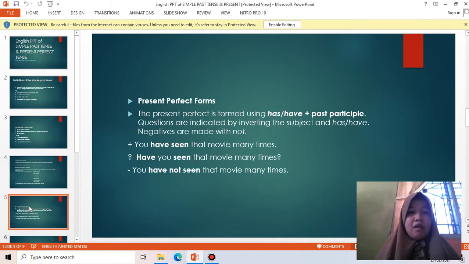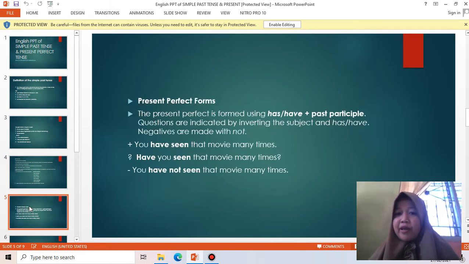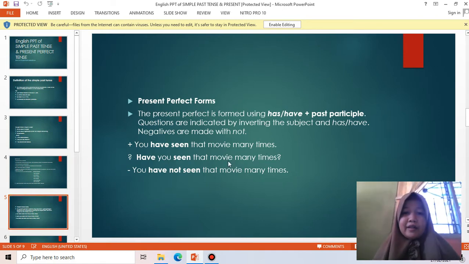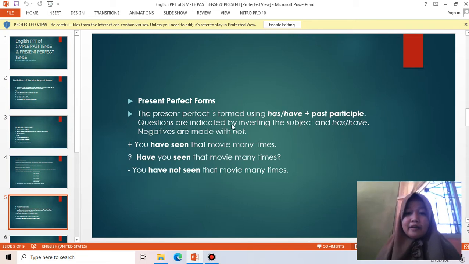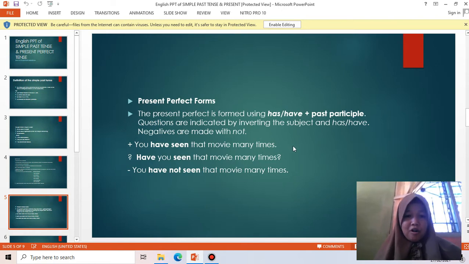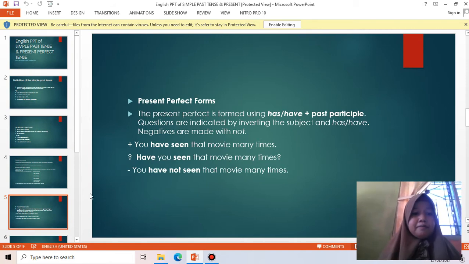Alright, now we go to the next tense. It is about present perfect tense. So how can we formulate the present perfect tense? The present perfect tense is formed using has or have plus the past participle, or verb 3. Questions are indicated by inverting the subject and has or have. Negatives are made with not. As you see in the sample, you have seen that movie many times. It is the positive form. You have not seen that movie many times. It is the negative form. And the last, have you seen that movie many times? Of course, it is the interrogative form.